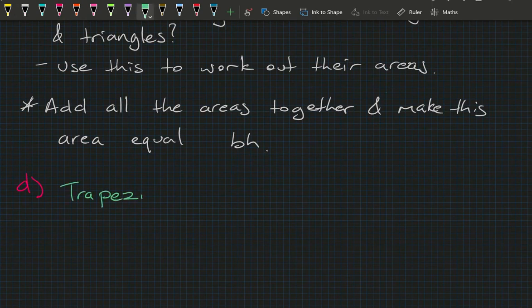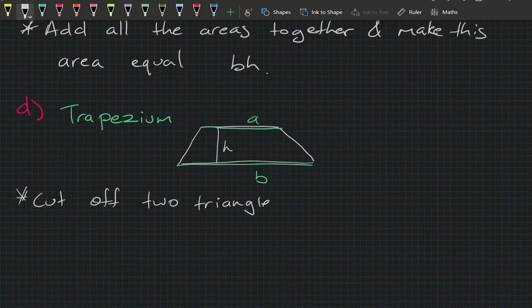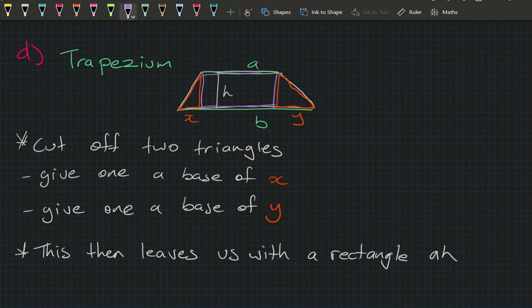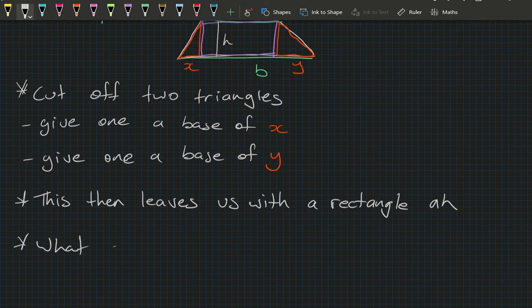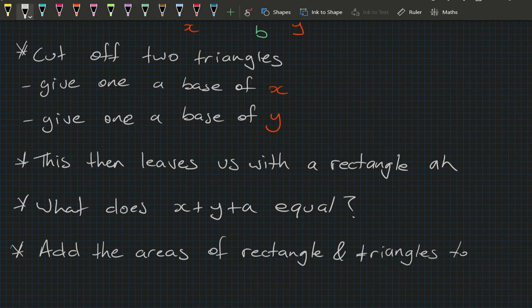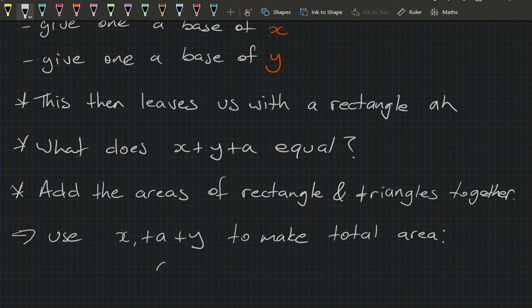Finally, part D, we're going to look at a trapezium that has this length A and this length B and a height of H. Now first we'll cut off two triangles and we'll give one a base of X and the other the base of Y. This then leaves us the rectangle A times H. What does X plus A plus Y equal? And then finally add the areas of the triangles and rectangle together and use X plus A plus Y to make the area of the whole trapezium equal to A plus B divided by 2 or multiplied by H.